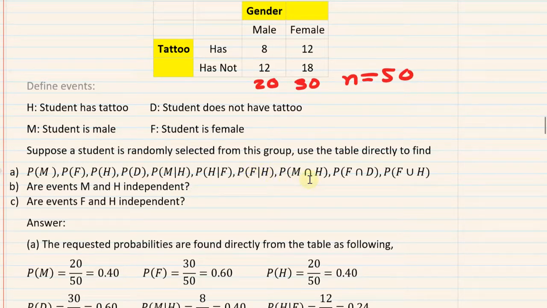M and H means the probability that the person is both male and has a tattoo. F and D means female and does not have a tattoo. And then F union H means female or has a tattoo. Okay, so that's what these are. And then in parts B and C, we want to know if those events, being male and having a tattoo, are independent events, and whether female and having a tattoo are independent.